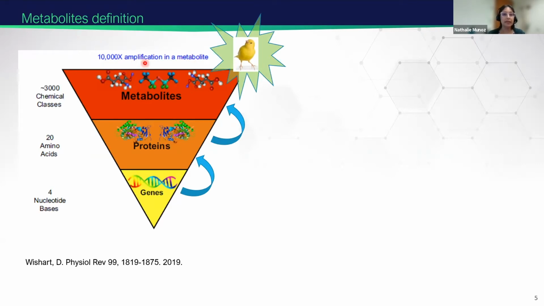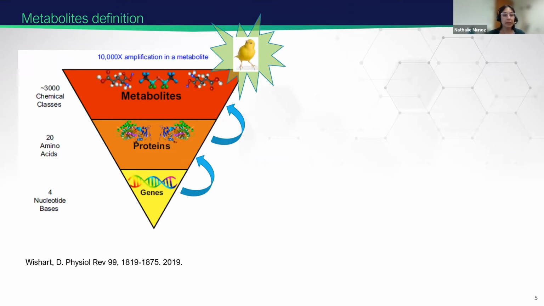Another thing that we have to take into account is that to assemble genes, there are 4 nucleotide bases that we need. To assemble proteins, as Christine, Yuchen, and Ibet talked about yesterday, we need 20 amino acids, while the diversity of chemical classes in the metabolites is huge compared to the other numbers.